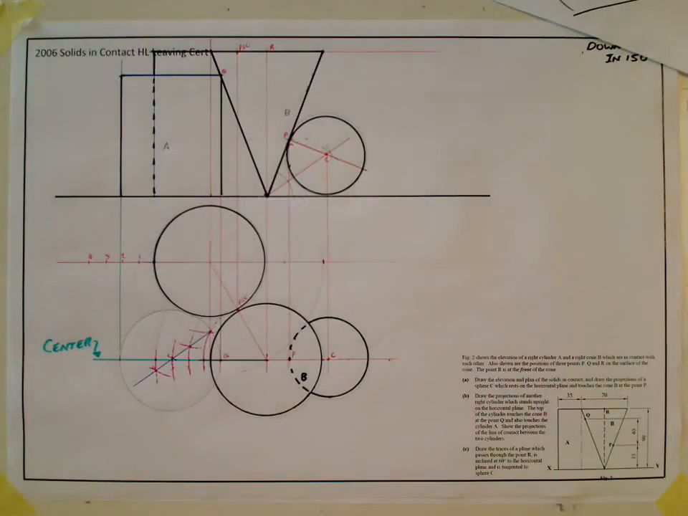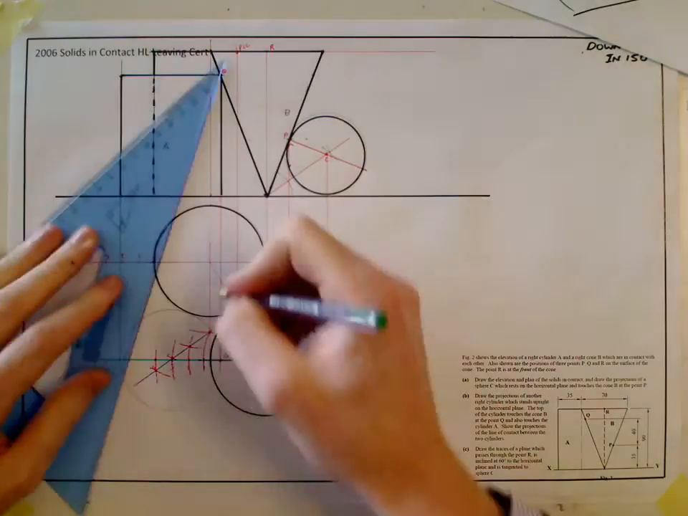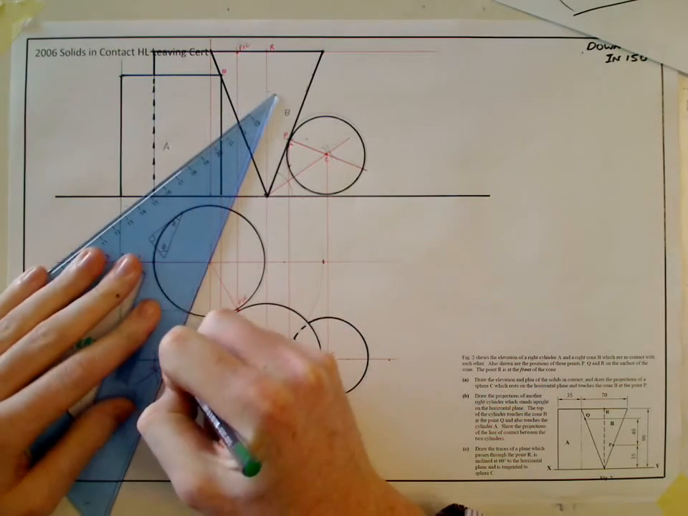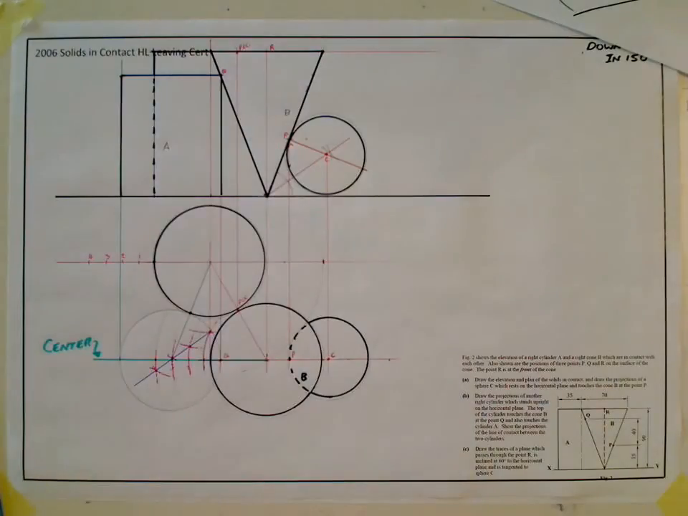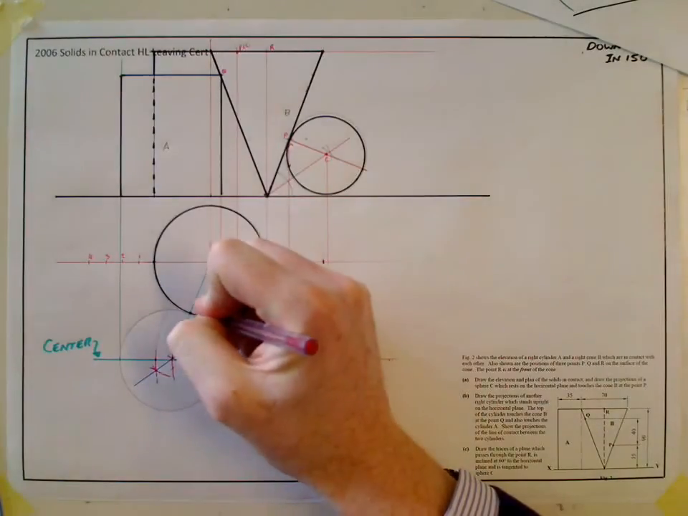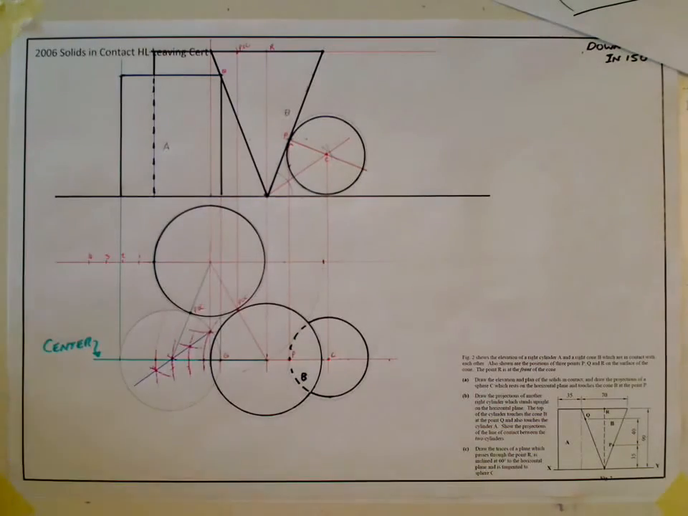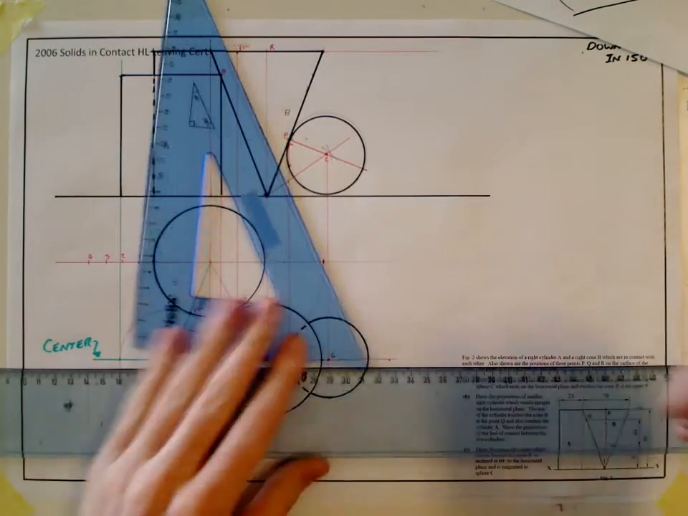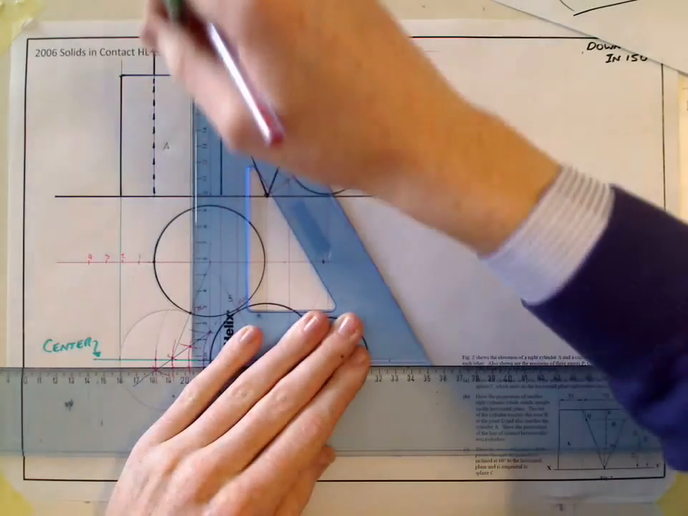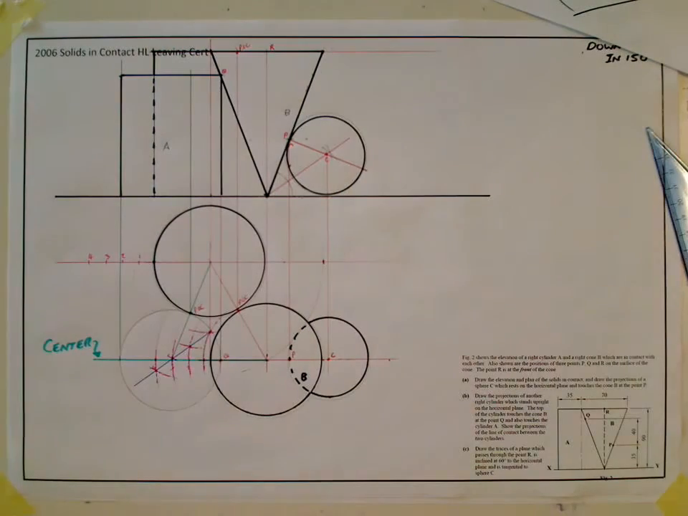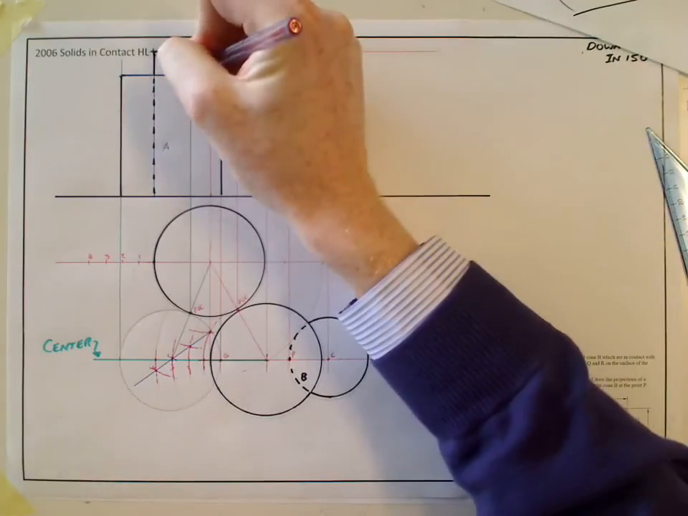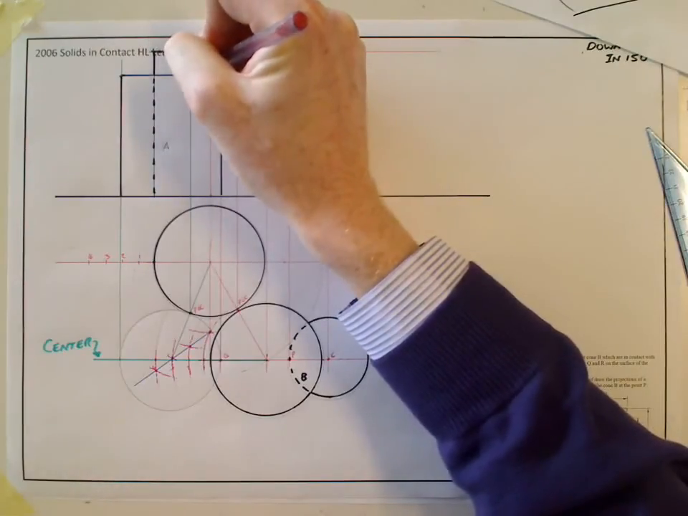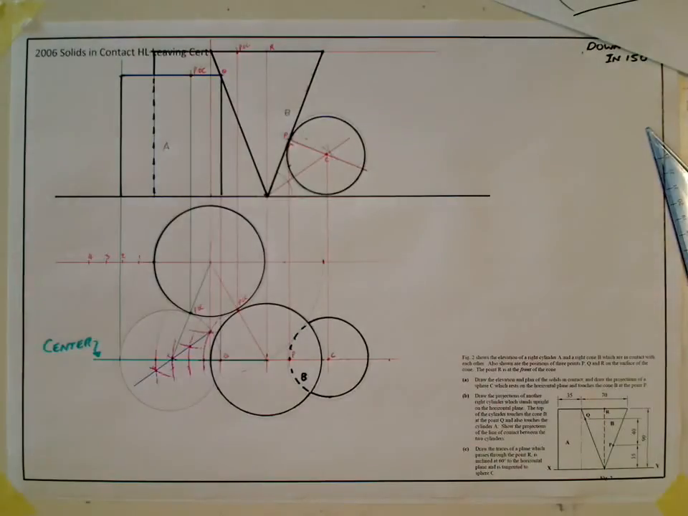And it says show the projections of the line of contact between the two cylinders. So what I can do here, I can join this center here to this center here. So that there is my point of contact. If I bring that straight up, point of contact is going to be on the top. This here is point of contact. This is part B complete.